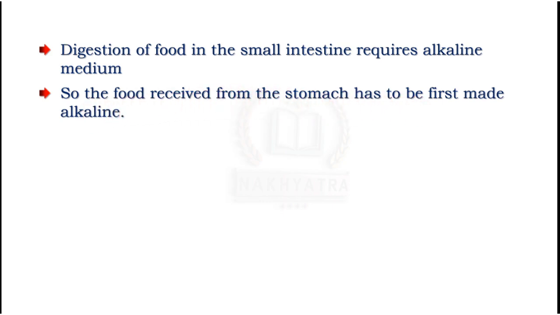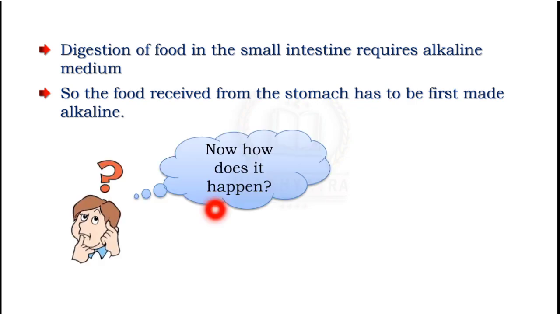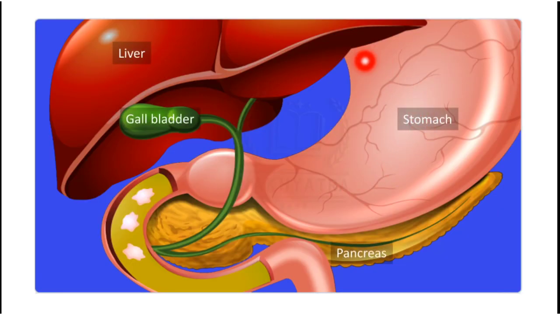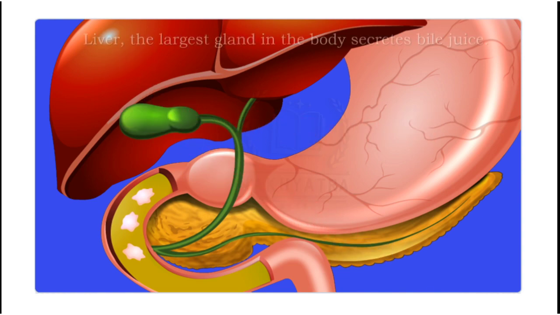So in the small intestine, we first have to make the food alkaline. So how does it happen? See here, from the diagram as you can distinguish it now, this is the stomach, this is the gallbladder, the liver and the pancreas. Liver, the largest gland in the body, secretes bile juice.